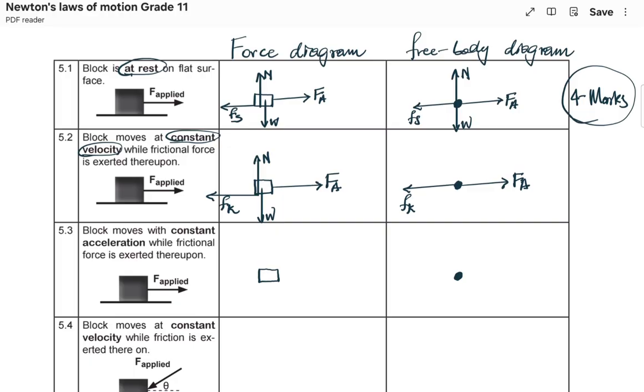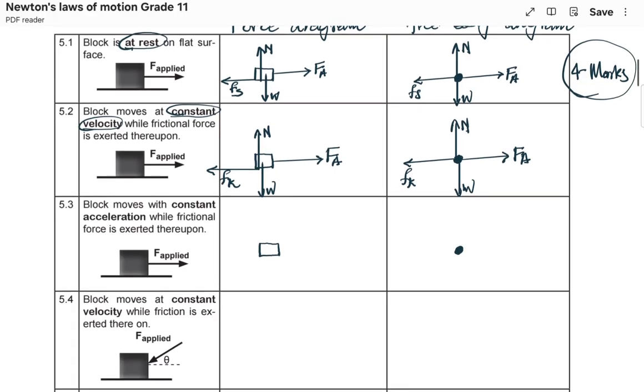So we need to be careful again. They can ask you to draw only the forces parallel to the slope. That will be only 2 forces. But if you draw all the forces, you will be requested to indicate the normal as well as the weight for that matter. Okay, so this will be the free body diagrams.